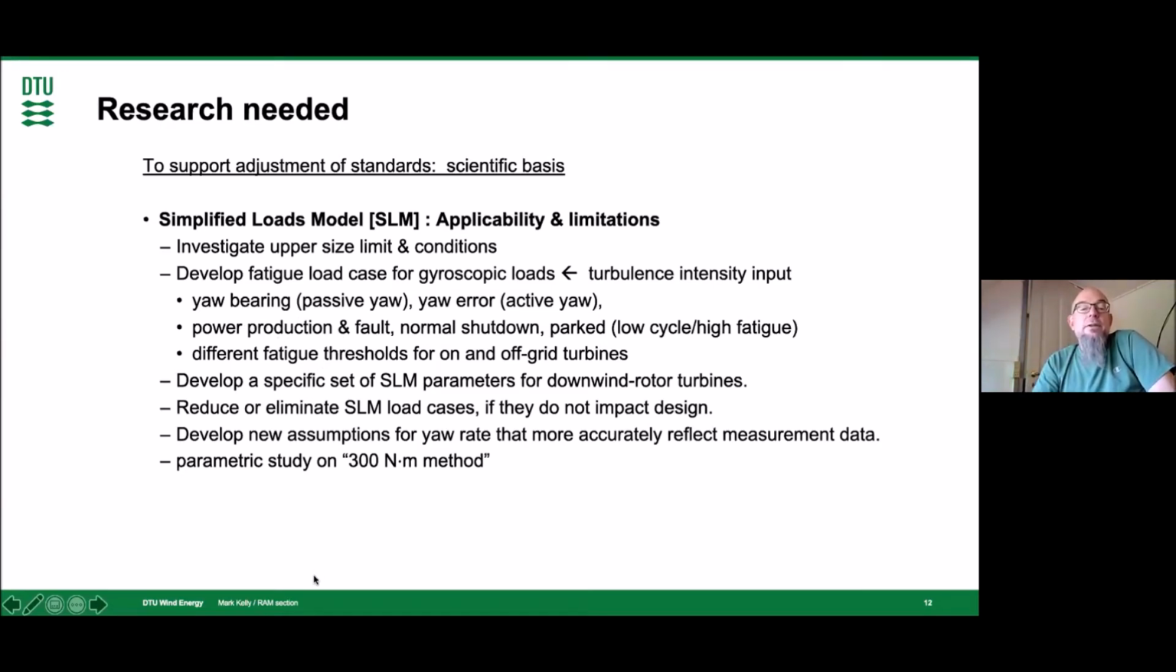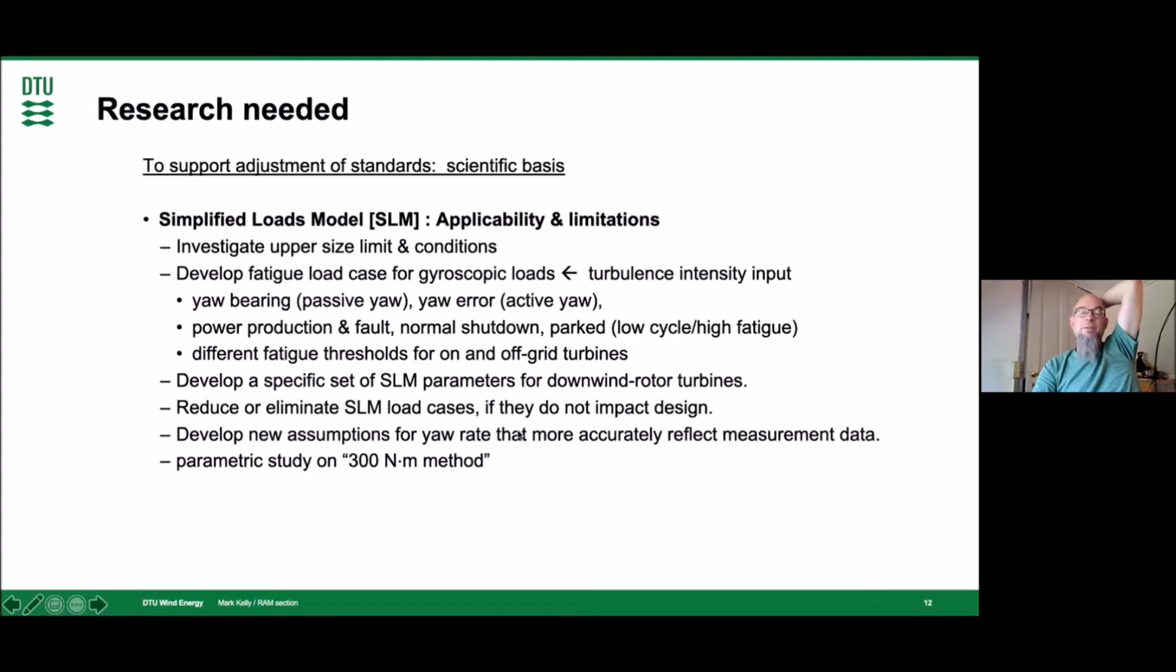Power production faults, different shutdown and startup regimes, load cases. The -1 needs to be better developed. On and off grid turbines, what are the fatigue thresholds? And then back to SLM, downwind turbines, maybe they have a different set of SLM parameters. And also, if they're not design driving, the SLM load cases that we have, maybe we just get rid of some of them. And then, of course, yawing, there's still a problem with it.